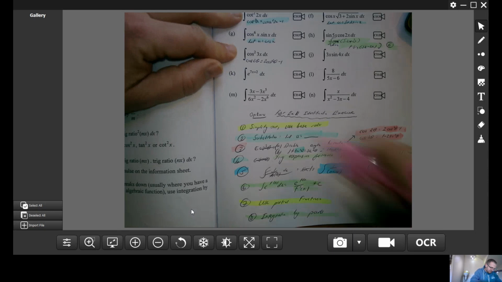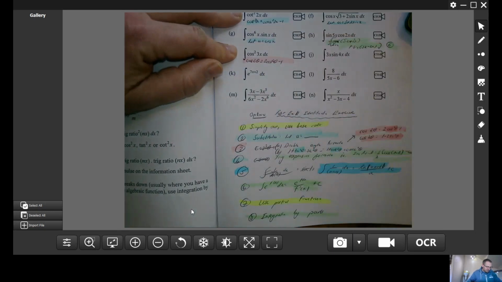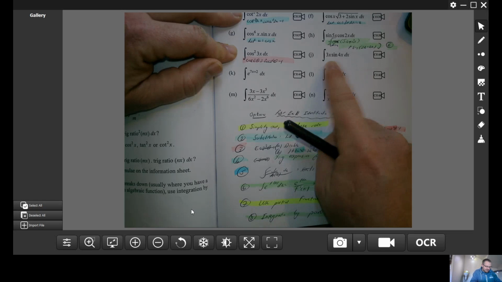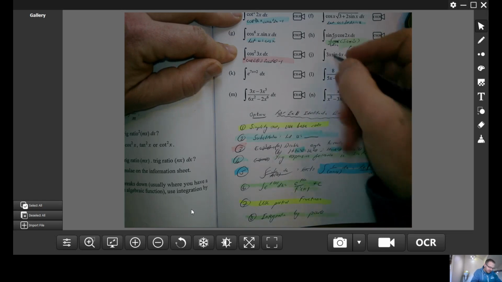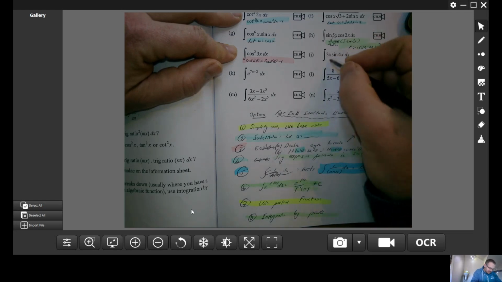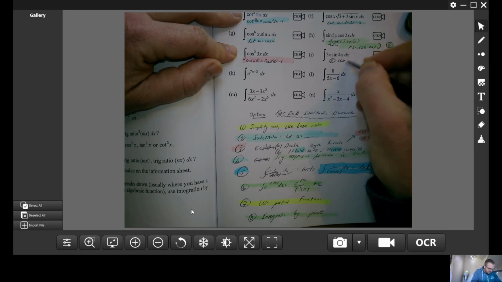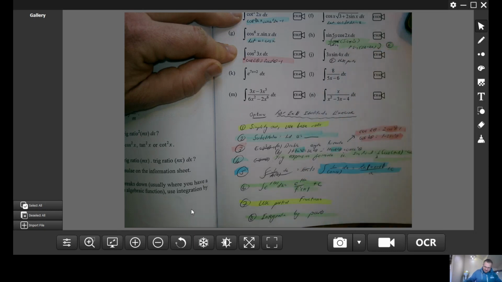Cos 2 times an angle is 2 cos squared of the angle minus 1. This one over here, a substitution is not going to help us. So you're going to have to take out the constant 3, and then you're going to use integration by parts. So you use parts, point number 8.